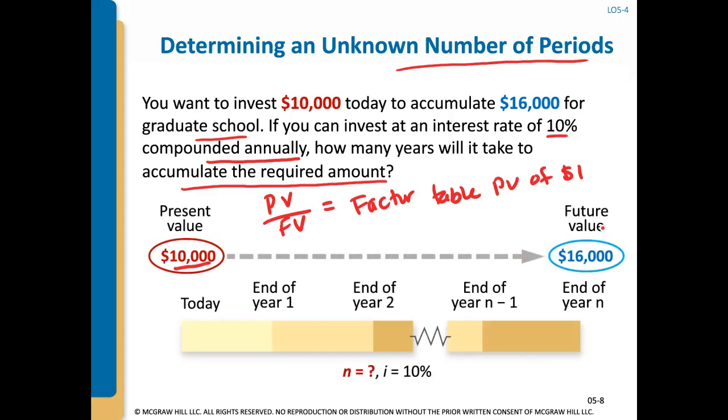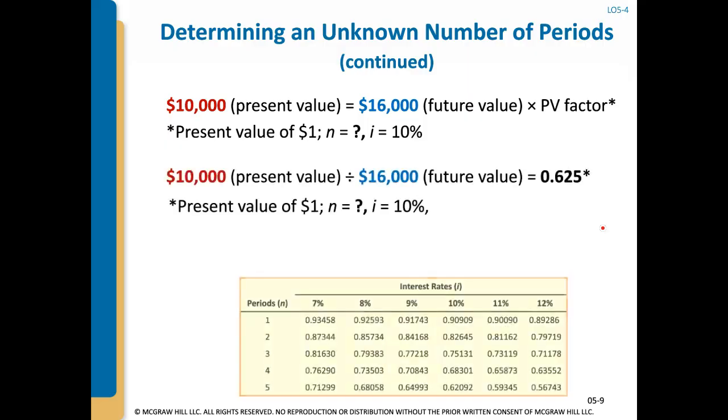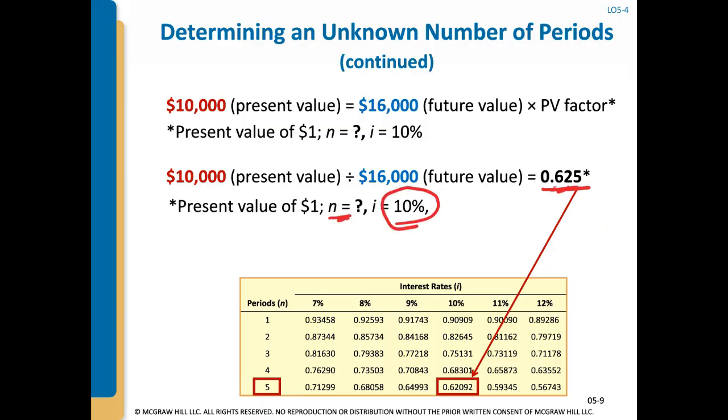So present value today, how much do I need? How long will it take me to earn $16,000 if I compound annually? So I'm going to take my 10,000 divided by 16,000, and it's going to give me some factor, 0.625, and that's using an interest rate of 10%, and we have to figure out how many compound periods that is. So I'm going to go back into my present value of $1 table and look for this factor of 0.625 using the interest rate of 10%.